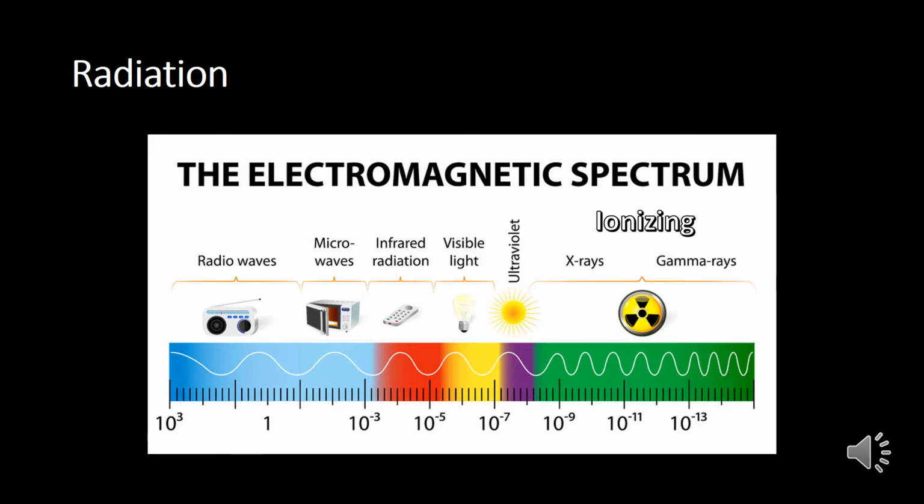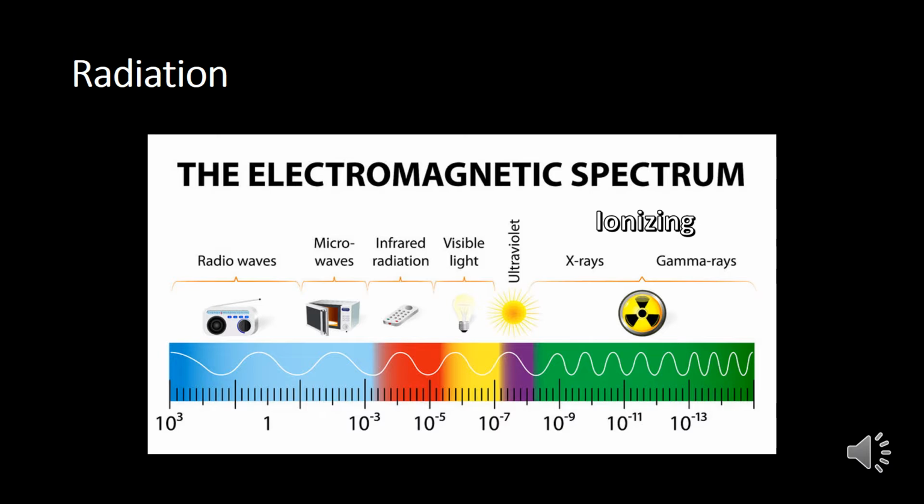So you may have seen this chart before. This is a pretty simple diagram of the electromagnetic spectrum. These are all forms of radiation. The radiation that we're concerned about in medical imaging is called ionizing radiation. Ionizing radiation means that the photons have enough energy to knock an electron out of orbit.